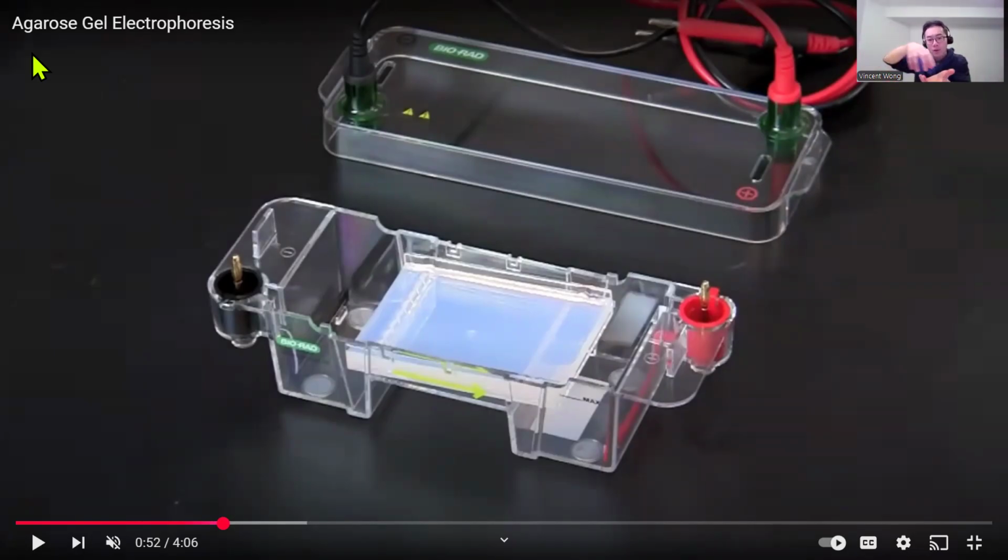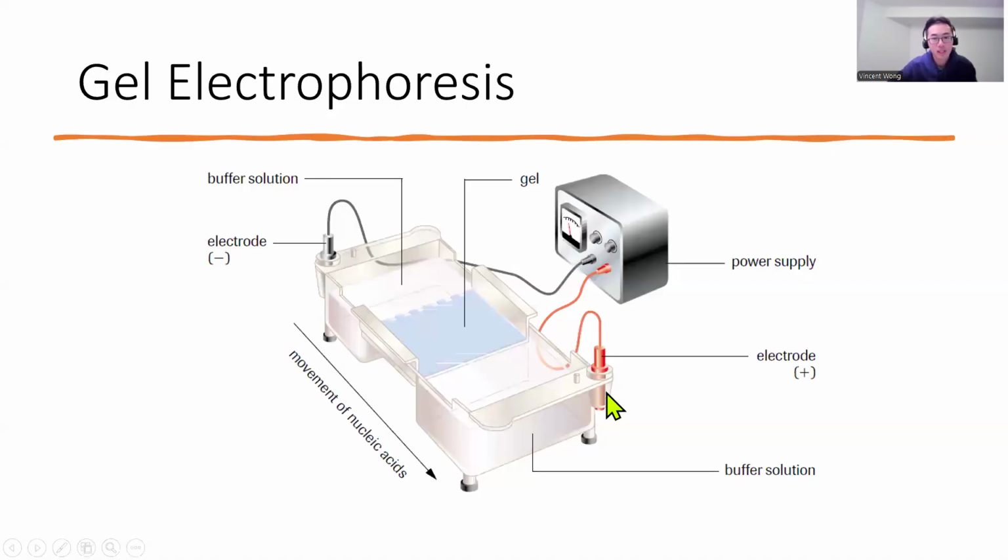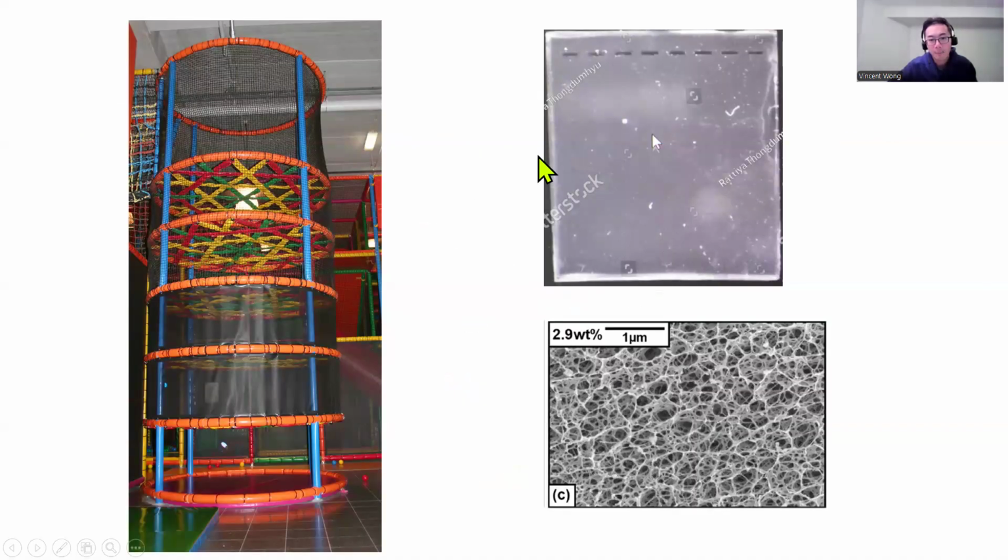And then you pour it into a cask. It's kind of like making jello. And after it dries, it becomes a gel like this. So this gel looks like this. There are some slots at the top for you to put the DNA in. I'll show you in a second.